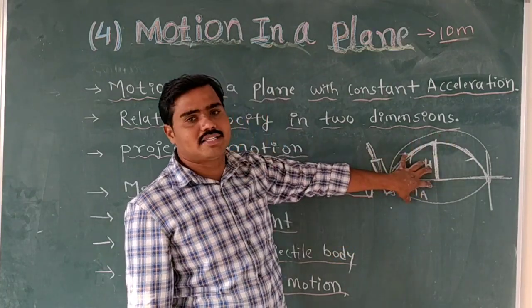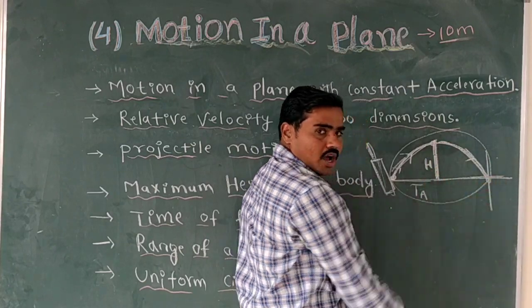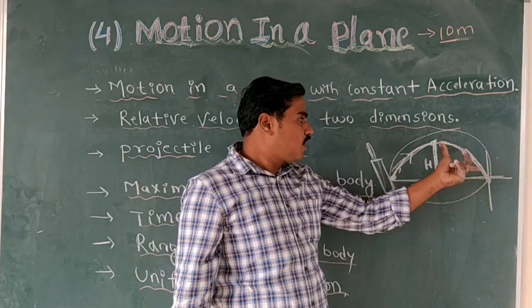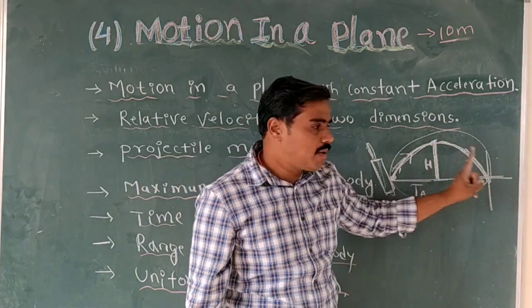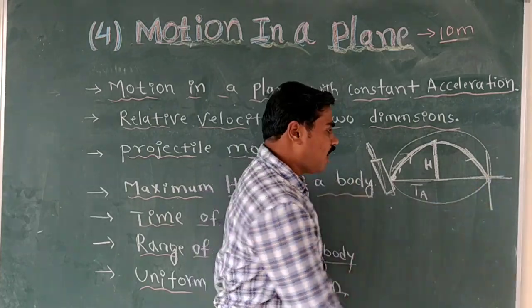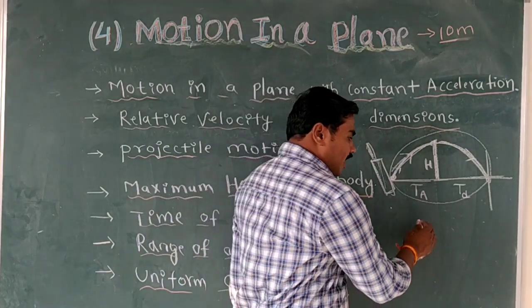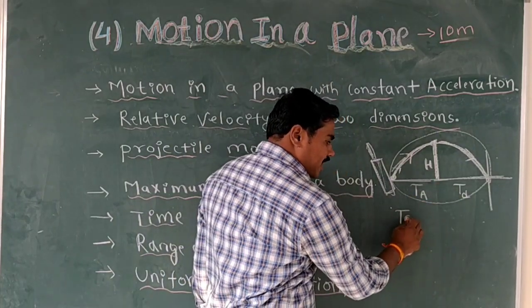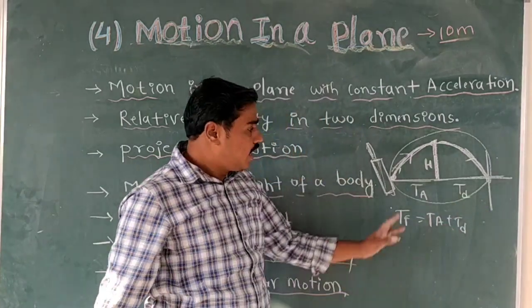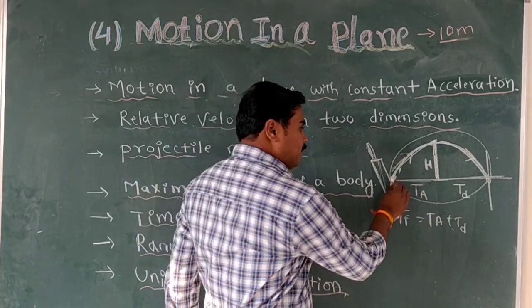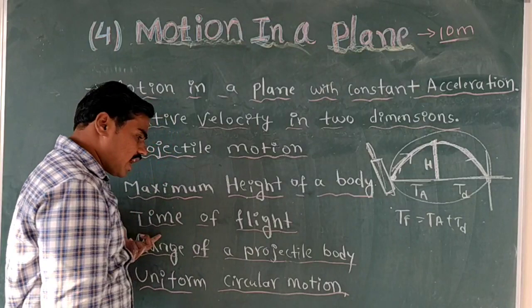This is called the time of ascent. And from that height, again it comes down and falls on the earth surface. The time taken by the body to come from height to earth surface is called the time of descent. Then total time of flight is nothing but time of ascent plus time of descent. The time taken by the body to complete one parabolic path, one projectile path, is called the time of flight.